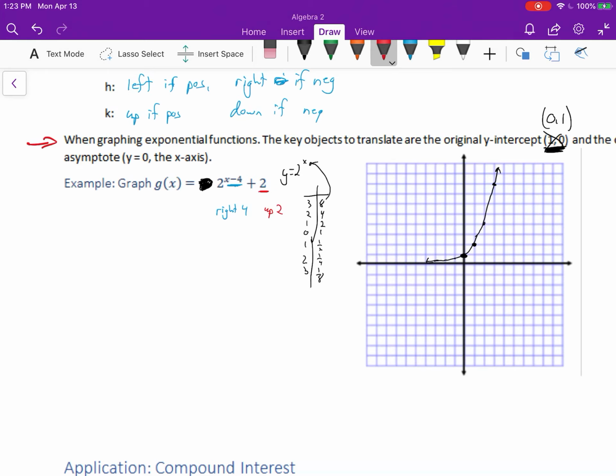So again, I mentioned it. It says when graphing exponential functions, the key objects to translate are the y-intercept and the horizontal asymptote. So this is kind of our anchor point or our key point, and we're going to move it right 4 and up 2. So right 4, 1, 2, 3, 4. Then move it up 2, 1, 2. In fact, we can take a few of our other points. We can move this one right 4, 1, 2, 3, 4, and up 2. We can take this point and go right 4, 1, 2, 3, 4, and up 2.